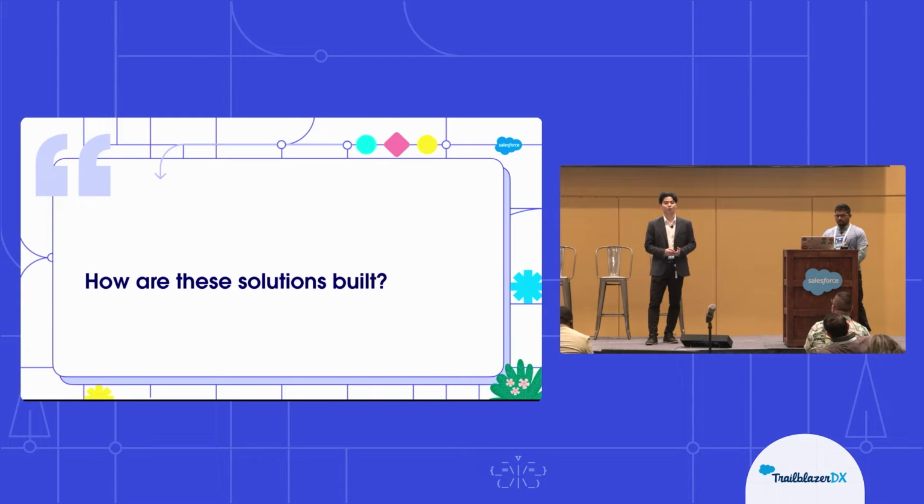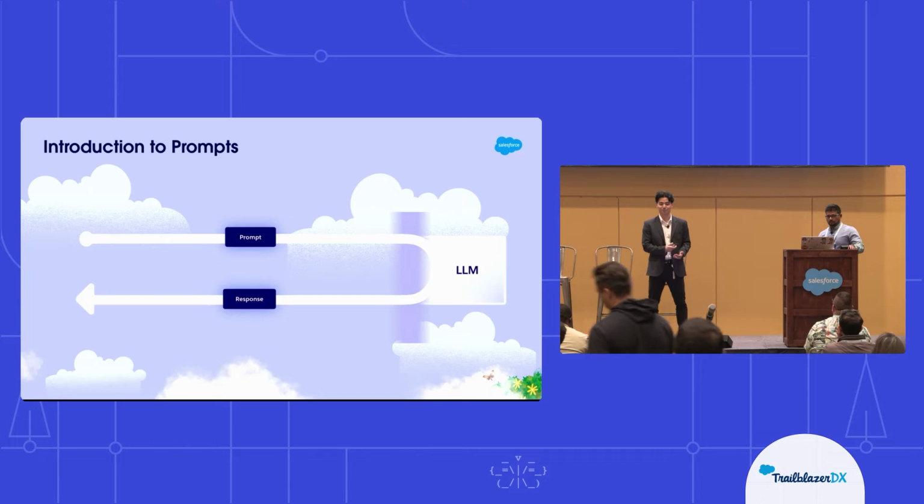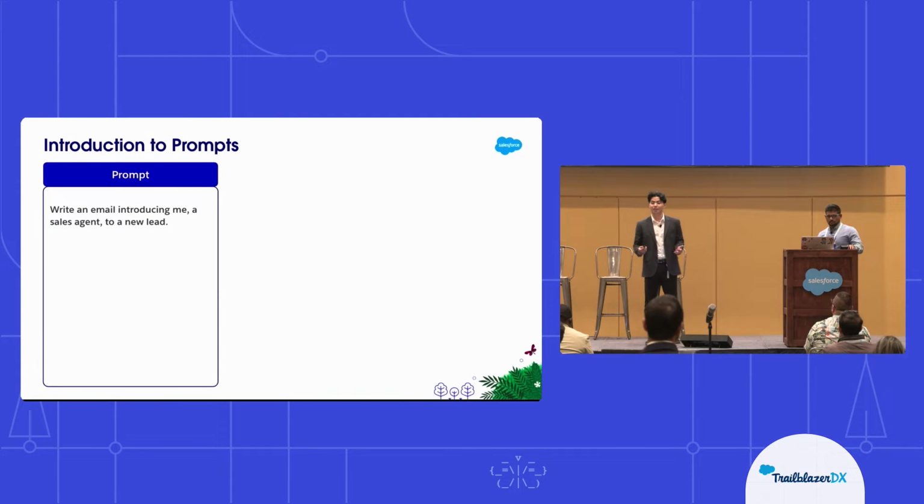To do that, I want to first take a deep dive into learning how our generative AI solutions are currently built on our platform. It all starts with a prompt. As a quick reminder, a prompt is just some instructions you send to an LLM, and you get a generated response. An example that a sales agent might use could be along the lines of, write an email introducing me, a sales agent, to a new lead.